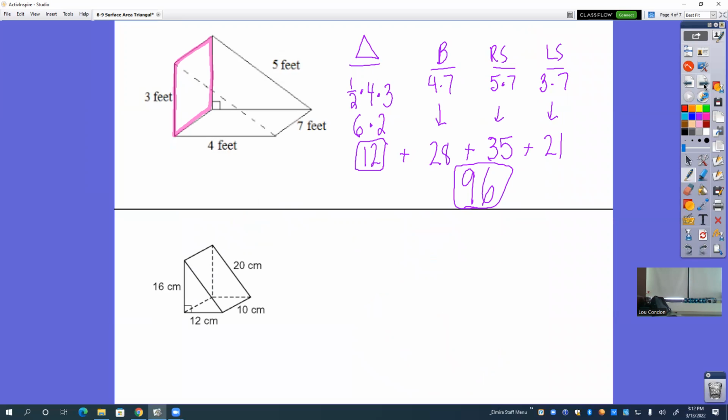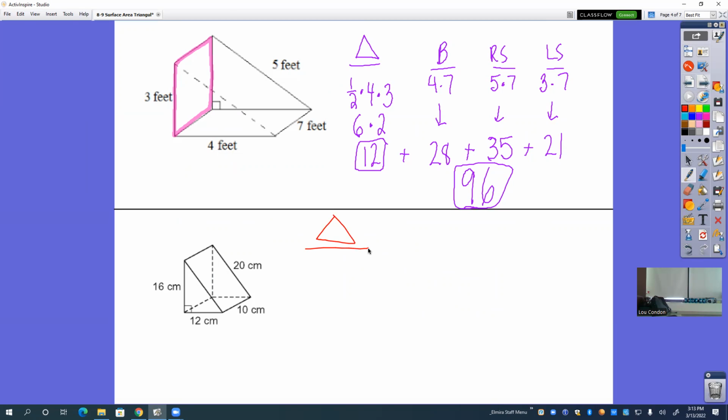The base is 4 times 7, which is 28. The right side would be 5 times 7, which is 35. And the left side would be 3 times 7, which is 21. Add them together, you get 96 total for this surface area.